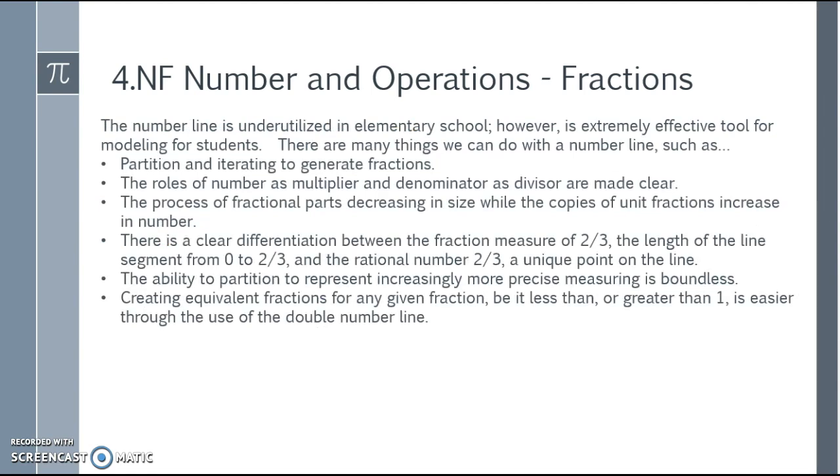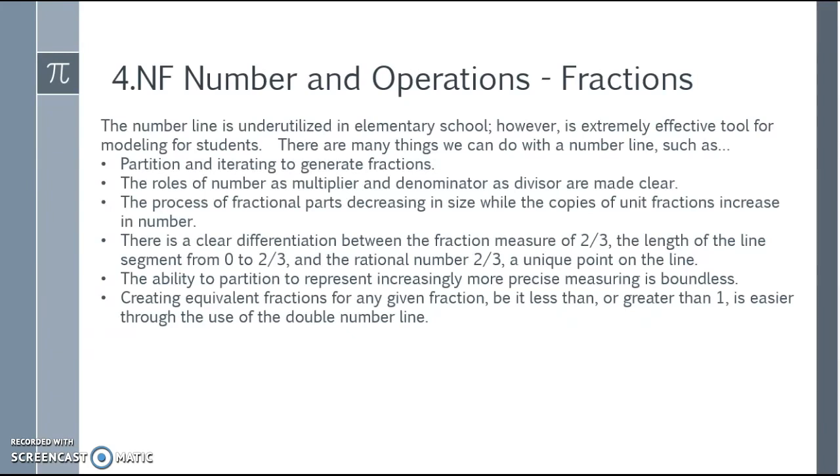The number line is certainly underutilized in elementary school, however, is extremely effective for modeling for students. There are many things that we can do with the number line, such as partition and iterating to generate fractions. The roles of number as a multiplier and denominator as a divisor are certainly made clear. The process of fractional parts decreasing in size while the copies of the unit fraction increase in number.